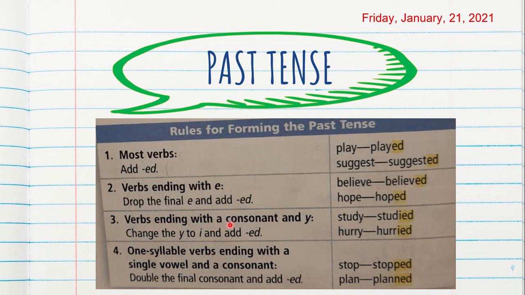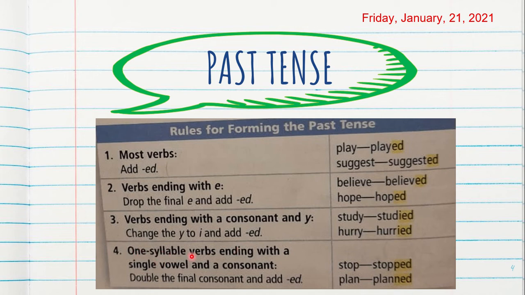Verbs ending with a consonant and Y. Underline the letter Y. You change the Y to an I and then you add ED. Study, studied. Hurry, hurried. Worry, worried. Fry, fried.